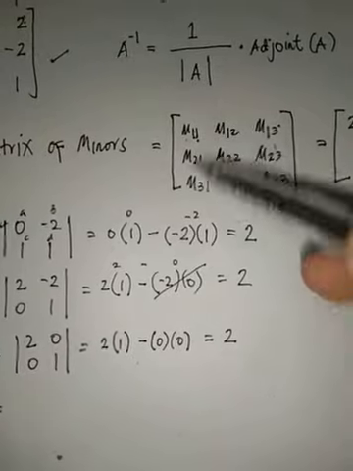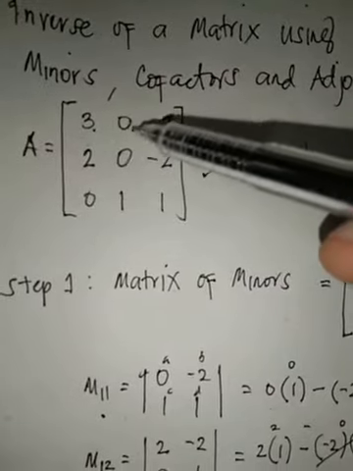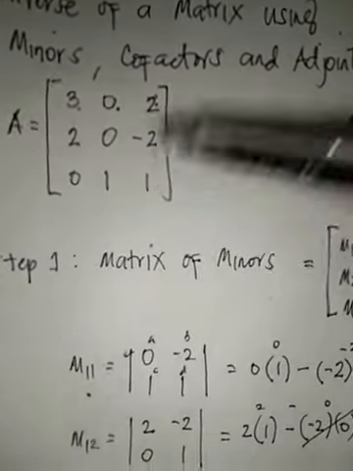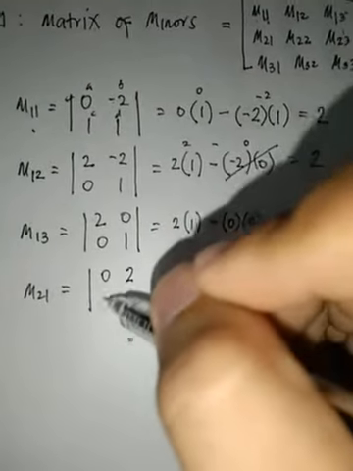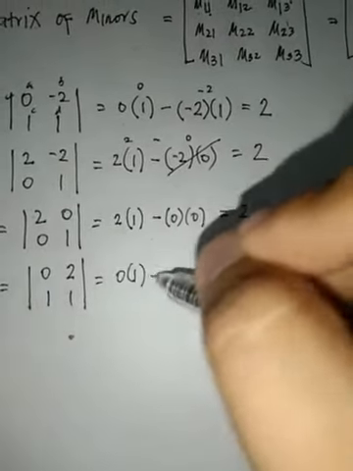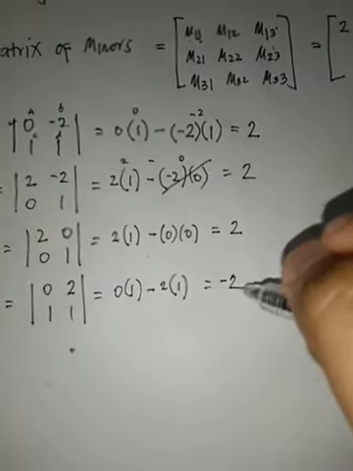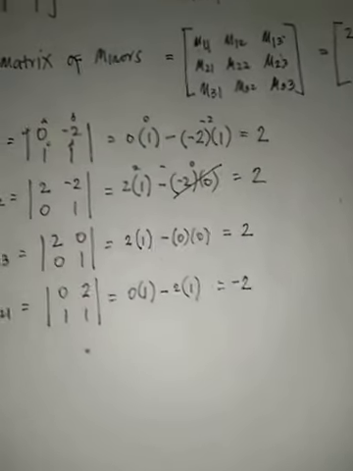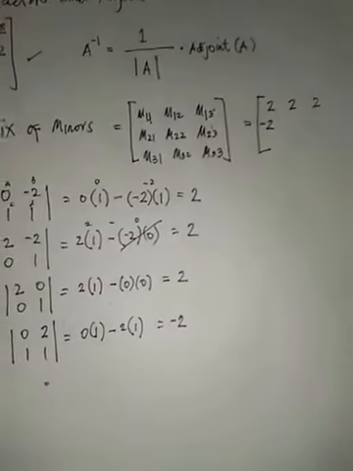Okay. Next one. M21. Sa M21, disregard, disregard. So, same dito. Disregard. Disregard. Ang naiwan is 0, 2, 1, at saka 1. Okay. Then, get the determinant. 0 times 1 minus 2 times 1. So, this is negative 2. Tama? Negative 2. So, therefore, ang M21 natin is negative 2.